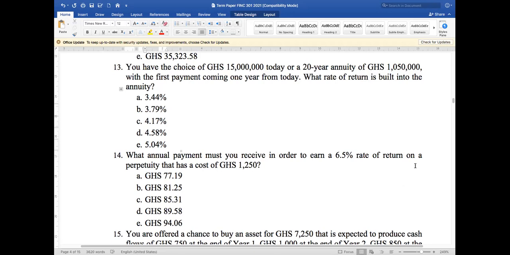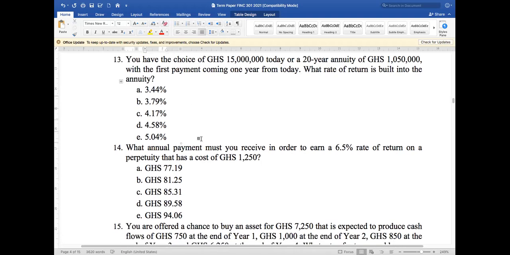What answer did you get? 3.4%. Okay. I don't know if you are correct, but anybody who has used a calculator to punch? 3.44%. Are you okay?